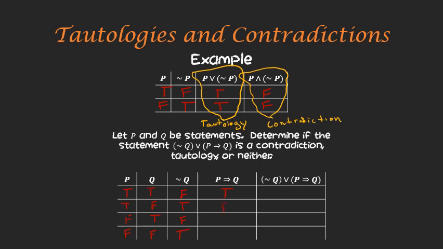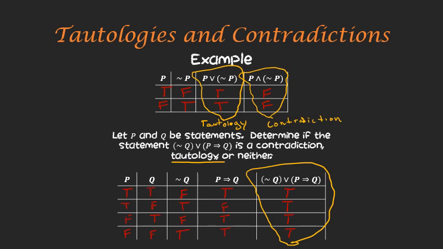True, false, true, true. And now we'll take the disjunction of the not Q column and the P implies Q column. So false or true, that's true. True or false, that's true. False or true, true. True and true, true. And so what that means is we have just shown through a truth table that this compound statement is true for all possible values, and so this is an example of a tautology.